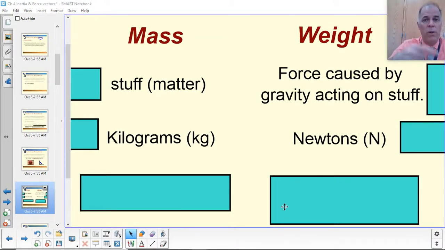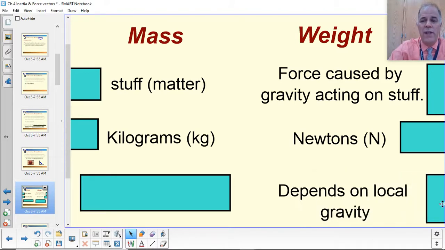But the thing about weight is that it depends on the gravity where you are. So if I take the bowling ball to the moon, it's not going to have as much weight because there's less gravity on the moon. It's going to be easy for me to hold it up for a long, long time because there's much less gravity pulling it down. So the mass of the ball stays the same. It still has as much stuff, but its weight changes because the local gravity is different.